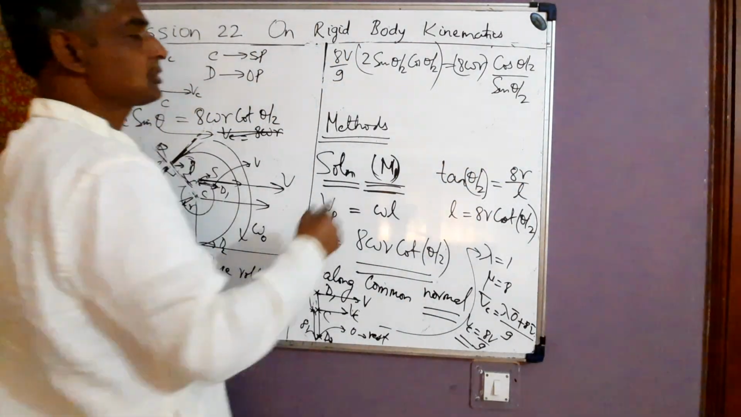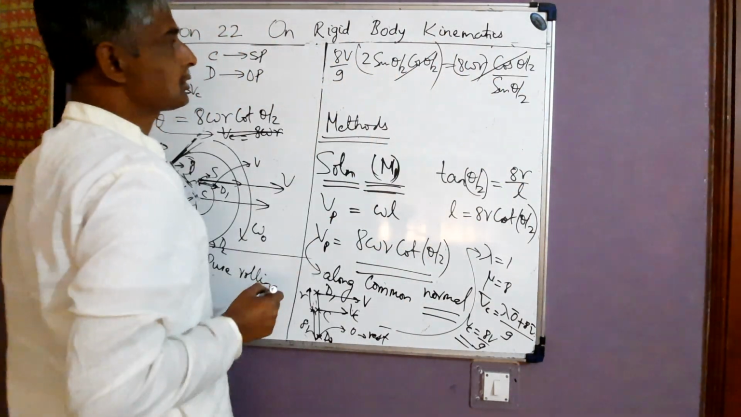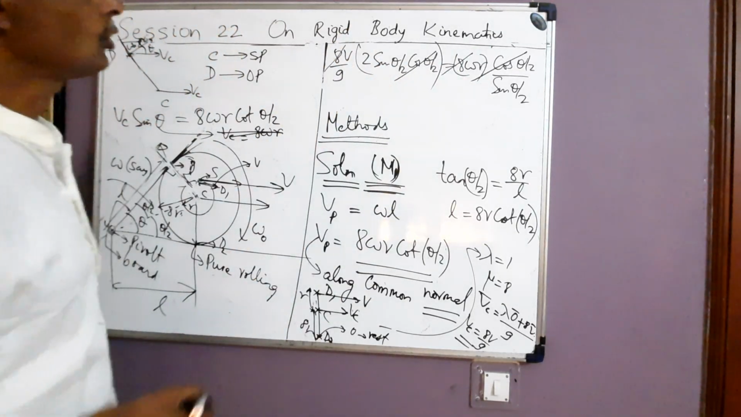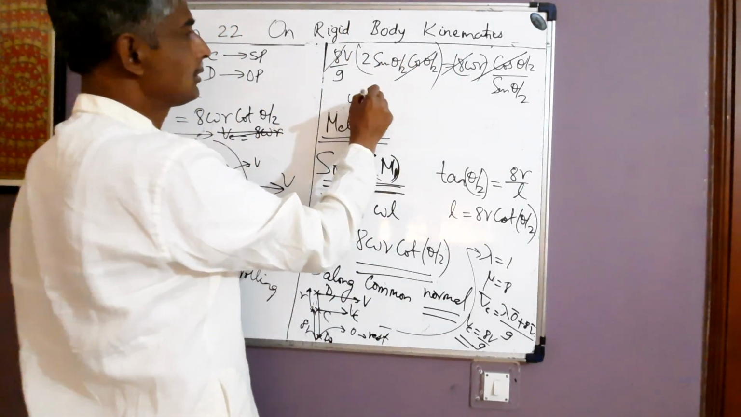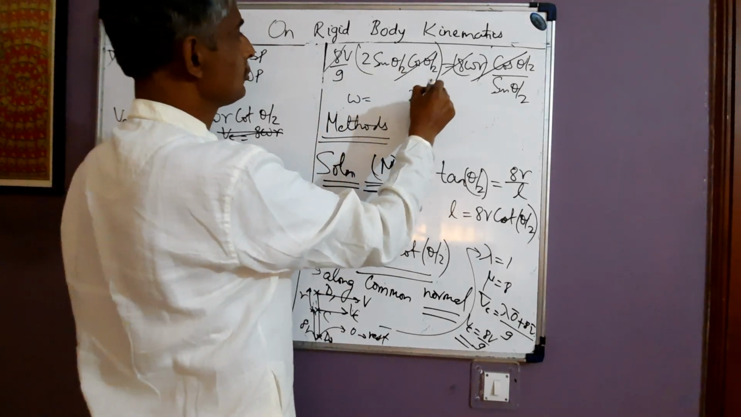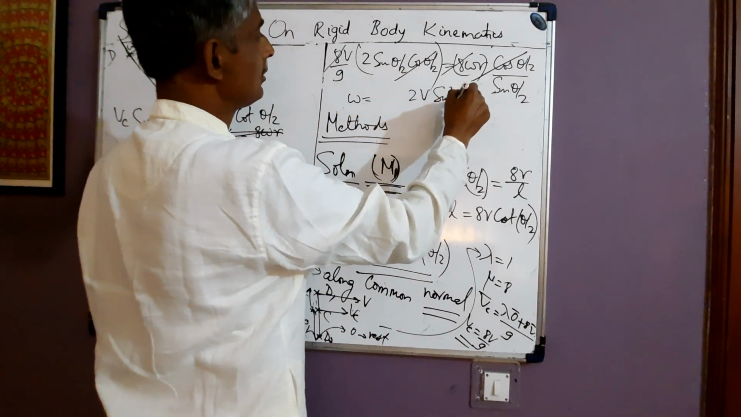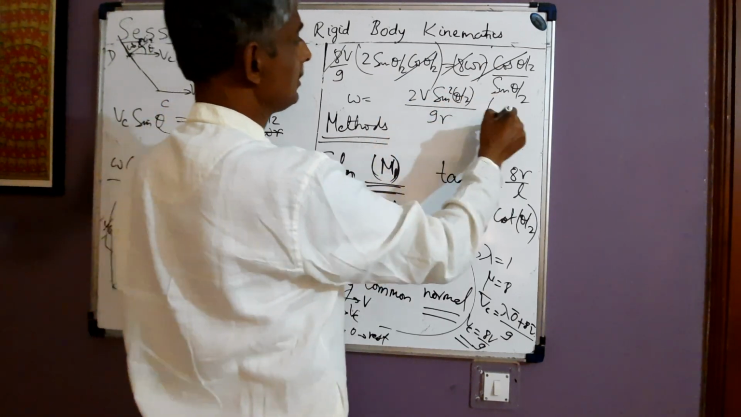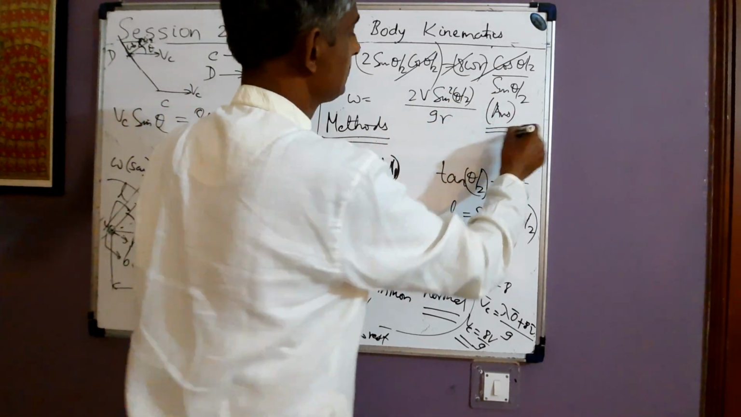So from this you see cos theta by 2 goes away, and 8 and 8 also go away. So from this we get omega. So omega is how much? Sin theta by 2 comes here to 2v sin square theta by 2 upon 9r, which is therefore the required answer.